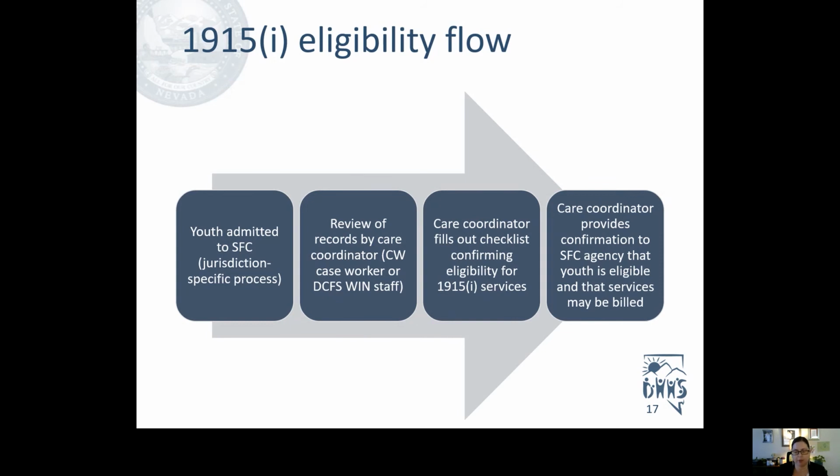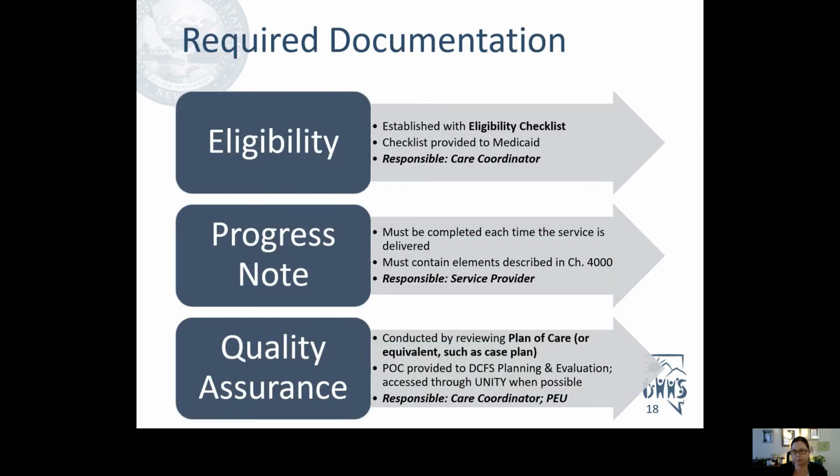If the youth is placed in an agency home, the care coordinator will then provide confirmation to the agency that the youth is eligible and the services may be billed. If the care coordinator is a WIN worker, WIN will communicate regarding eligibility to the child welfare jurisdiction. Once eligibility is established with the eligibility checklist, the checklist is provided to Nevada Medicaid. As I said before, the care coordinator is responsible for filling out the eligibility checklist.